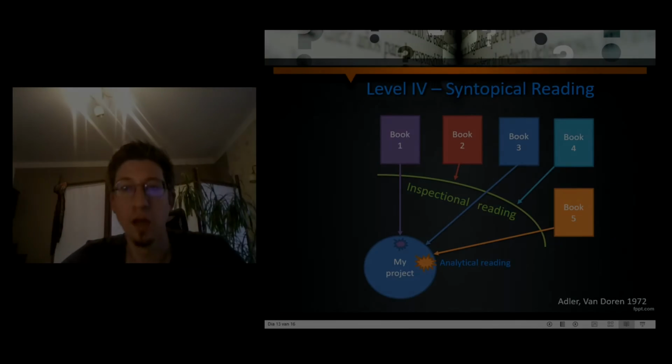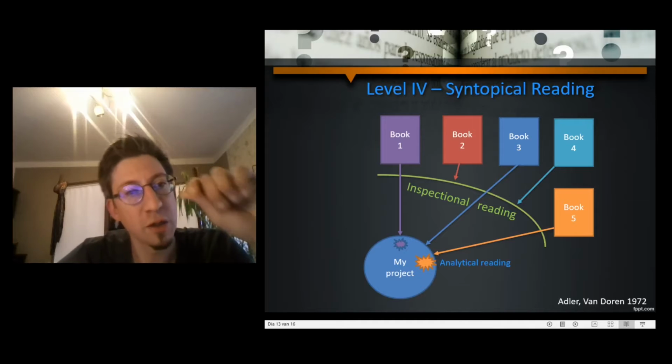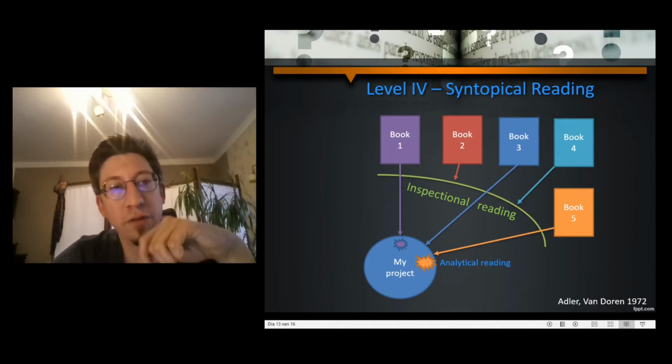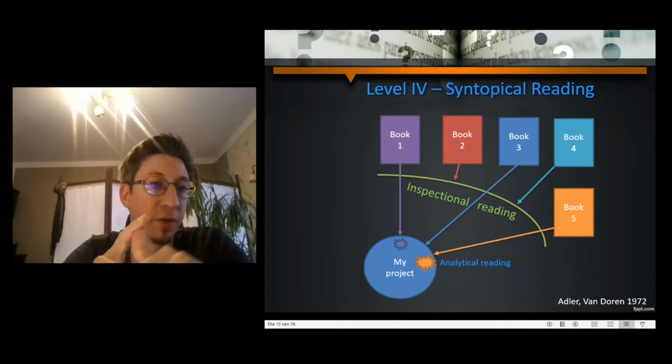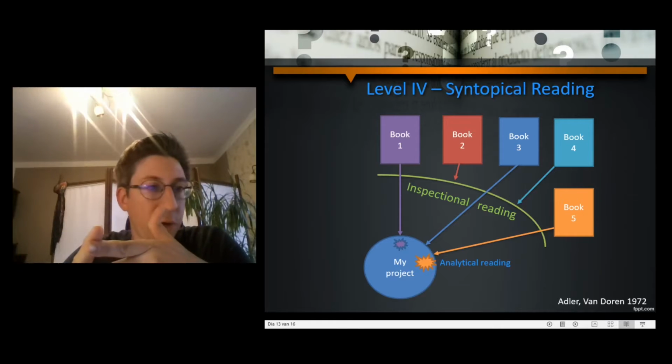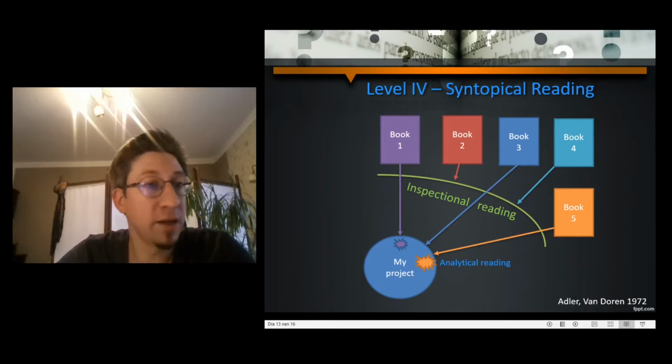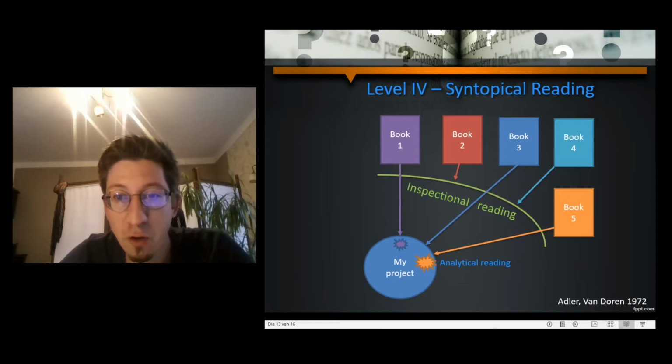Okay. So this is how the fourth level, syntopical reading, relates to the other levels, right? First we have the elementary level, just being able to read. The second one is inspectional reading, trying to figure out which of these sources can apply to you. The third one is analytical reading, trying to figure out what the author has in mind, what they say and what they don't say. And the fourth level, syntopical reading, is how this relates to your research project.